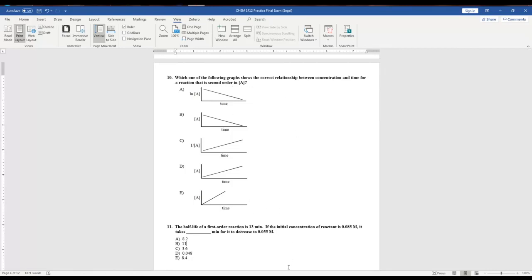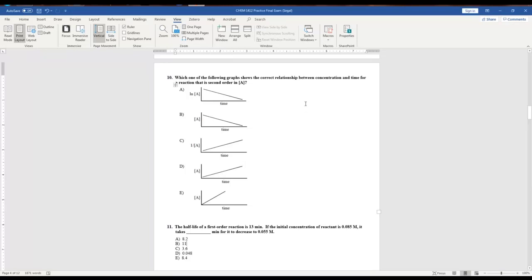Is your professor planning on giving you a list of the different equations? Do you know offhand, or do you have to have them memorized? Okay. So based on the list of equations you have, if you have the list of the integrated rate laws, which integrated rate law corresponds to a second order reaction?